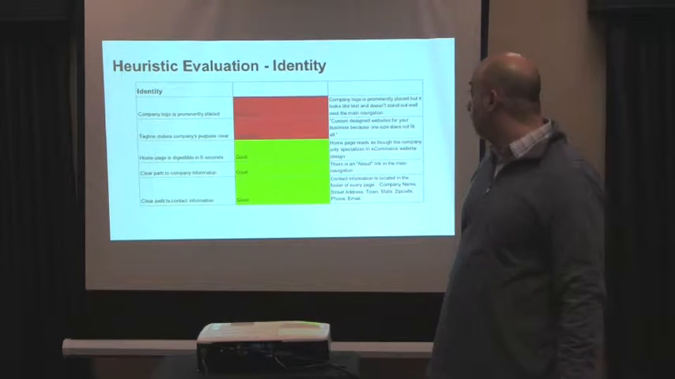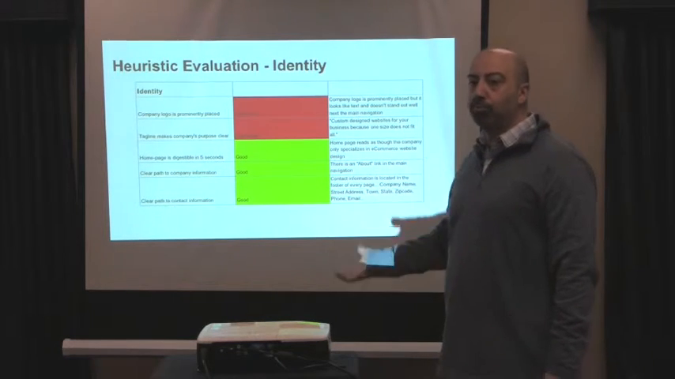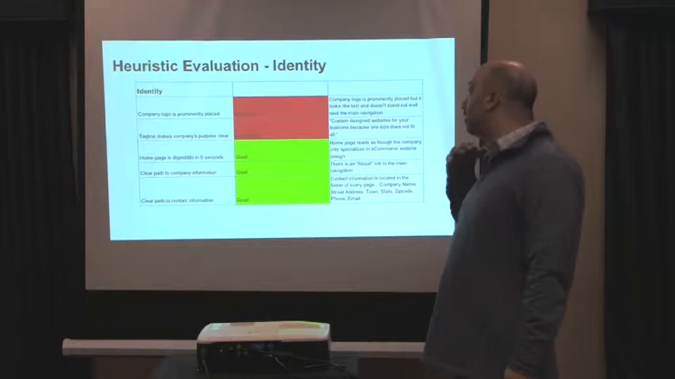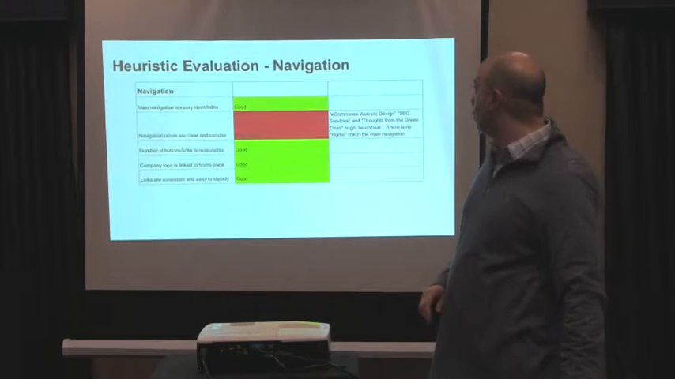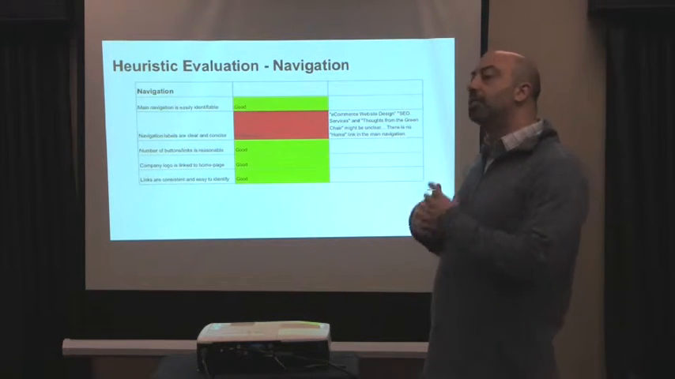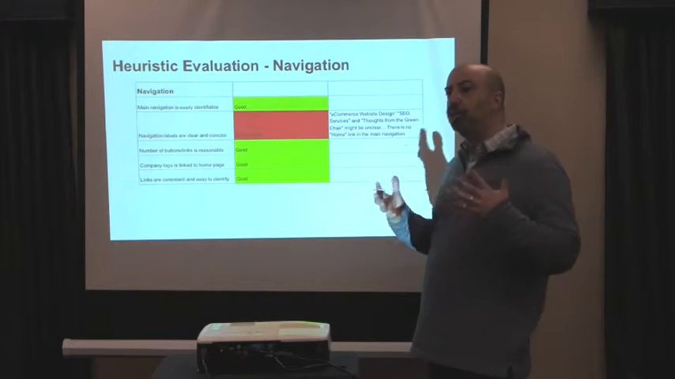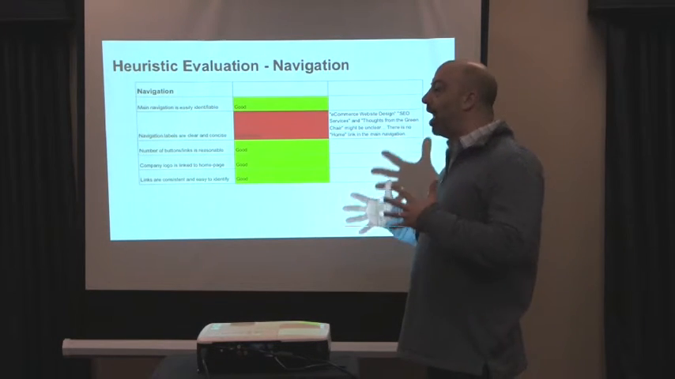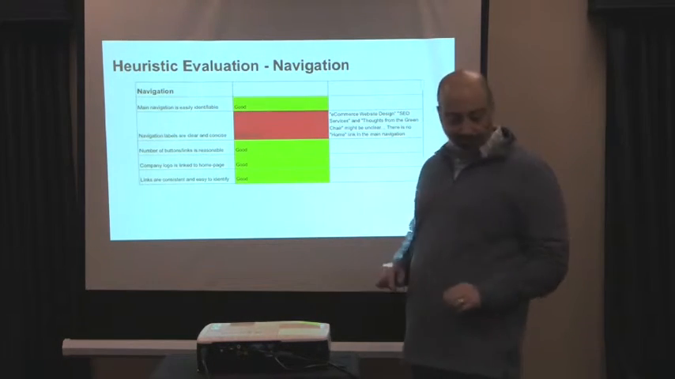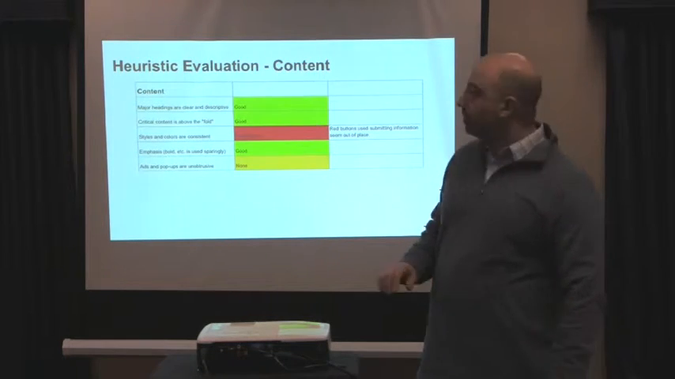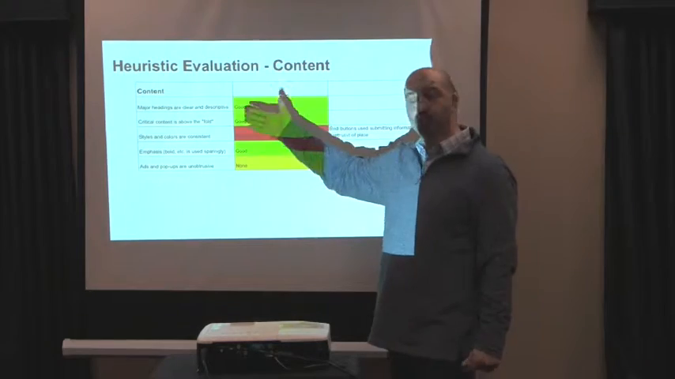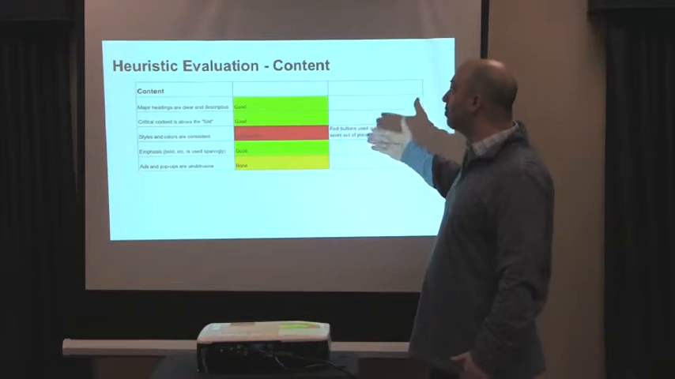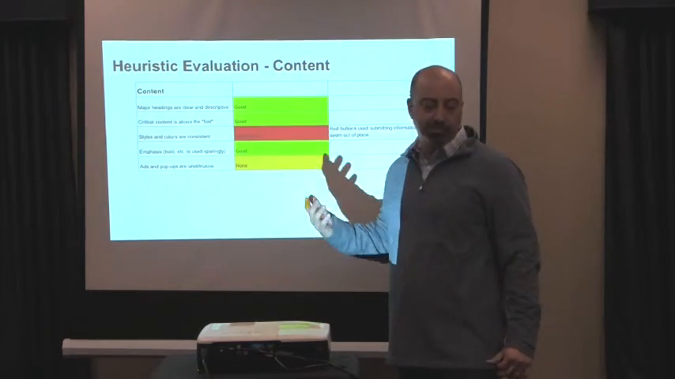So we do usability, and we do identity. Is your logo prominent? Do people understand what this site is about? This is all stuff that we go through. The navigation: is the navigation easy to find? Is it clear where you're supposed to go? How it's supposed to work? We look at the content. Are the major headings clear and descriptive? Do people understand what this site is about?